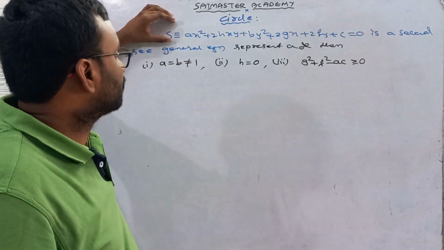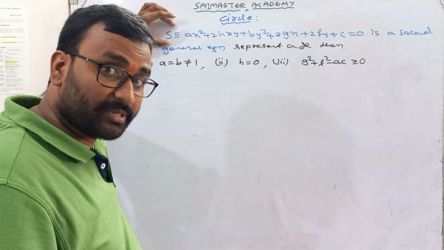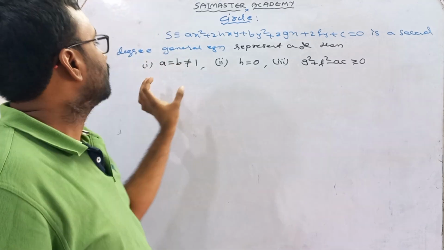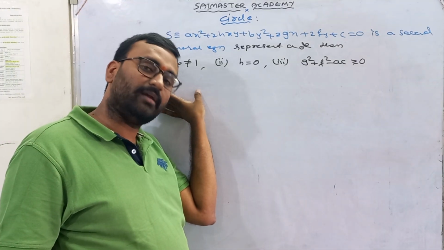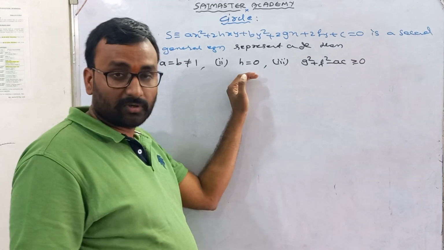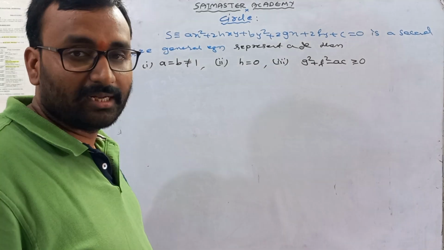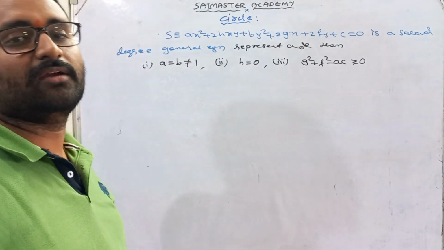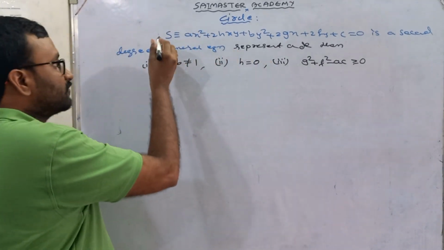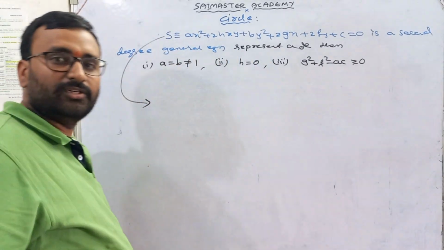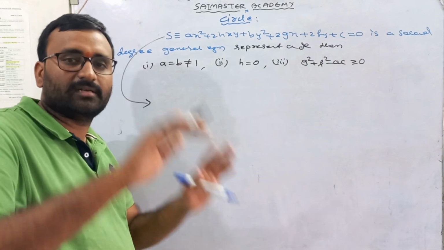Okay, so what is our theme? If a second degree general equation represents a circle equation, then a equals b, h equals 0, and g square plus f square minus ac should not be less than 0, it should be greater than or equal to 0. If these three conditions are satisfied, it will be converted into a circle equation. That is called the general circle equation.